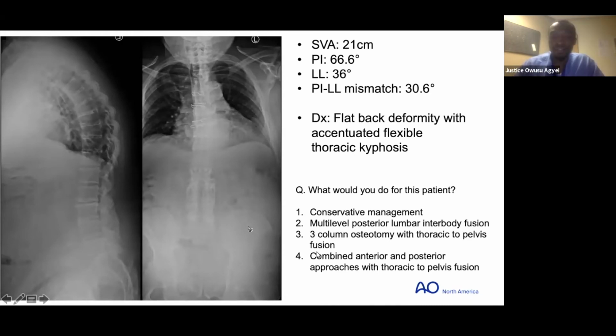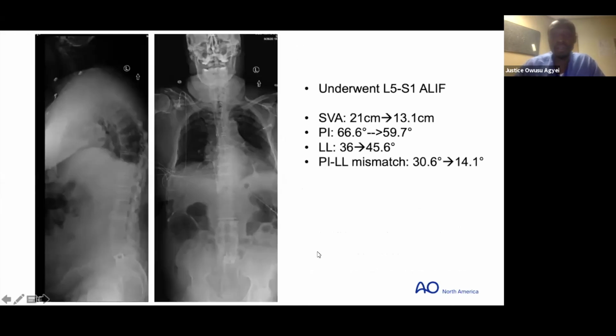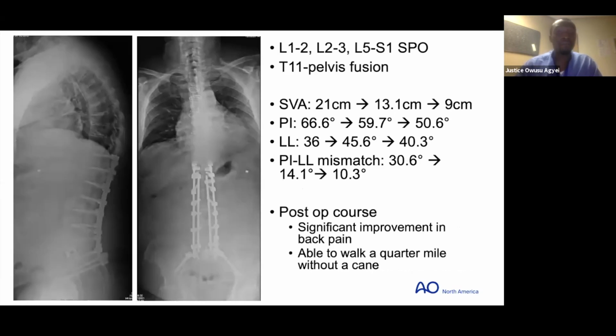All right, that's great, because that's exactly what we did. So we did a combined procedure, except we staged it. We did an L5-S1 ALIF, and you could see already there was a significant degree of correction in the patient's lumbar lordosis and overall lumbopelvic mismatch. And then we took the patient back for posterior osteotomies. We did L1-2, L2-3, and L5-S1 Smith-Petersen osteotomies, and performed a fusion from T11 to pelvis.